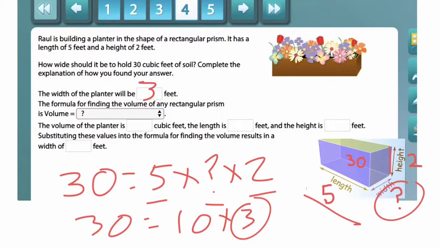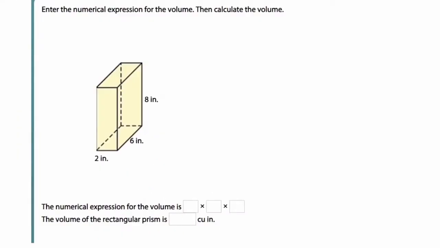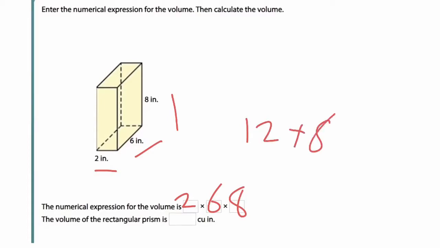The volume is length times width times height. The volume of the planter is 30. The length is 5. The height is 2. So the width has to be 3. Again, very simple. It's length times width times height. So 2 times 6 times 8. And that would give you 12 times 8, or 96 cubic inches.